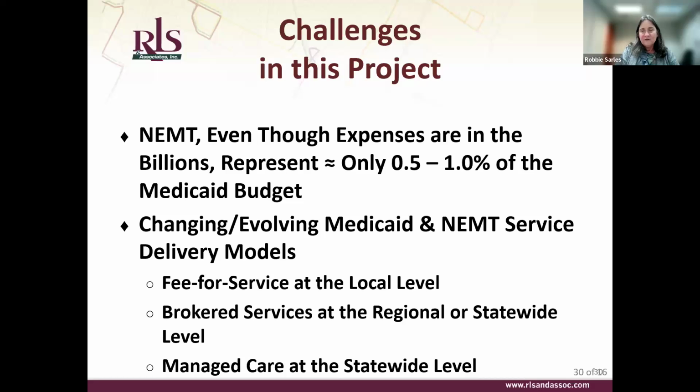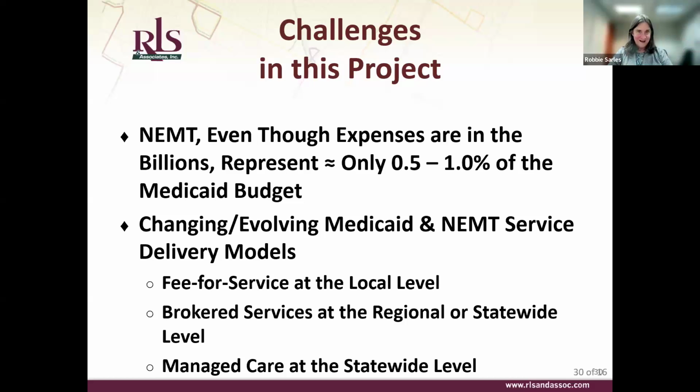And another interesting thing is that over the last several decades, the basic service delivery model that Medicaid has been using, and that many of you probably are experiencing, falls under different models depending on what happened in your particular state at various times. Back in the early days of Medicaid NEMT service, it was essentially fee for service at the local level. But then as states tried to do things on the state level, there was a big push to do brokered service, primarily private brokered services on a regional or statewide level. But now the model is moving, and we're seeing a significant focus on managed care at the statewide level.